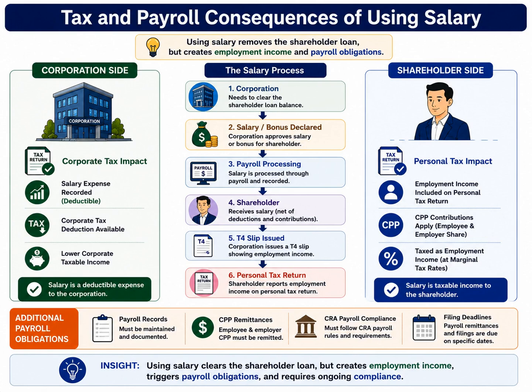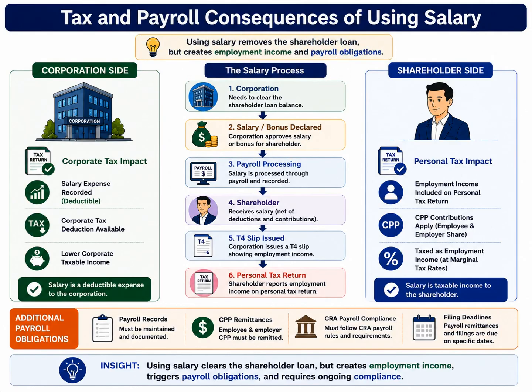Now that we have seen how a salary or bonus can eliminate a shareholder loan balance, let's examine the tax and payroll consequences that follow. One of the biggest differences between using salary and using dividends is that salary creates employment income and triggers payroll obligations. Let's follow the process step by step.